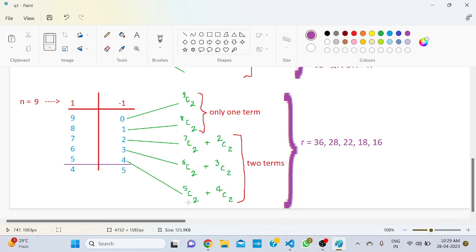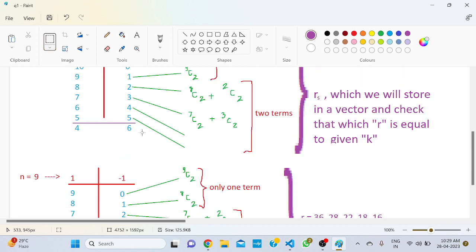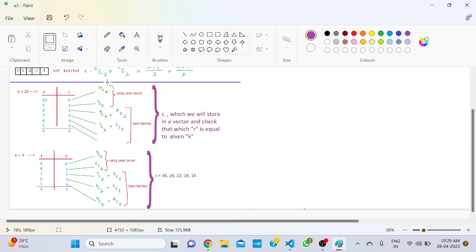So the results are repeating themselves after n by 2. Here n is 9, so 9 by 2 is 4. So after this, from this point, the results are repeating themselves. For n equal to 10, n by 2 is 5.